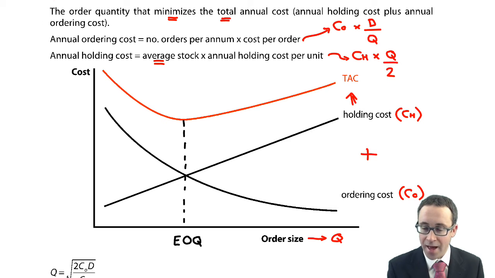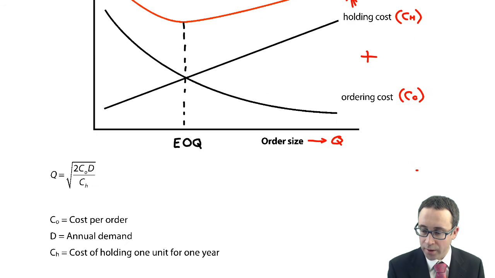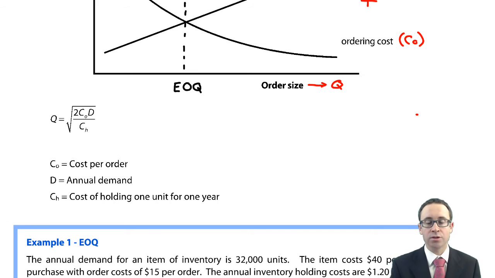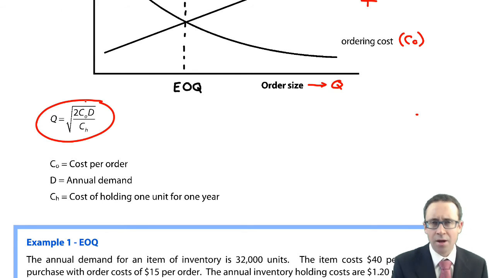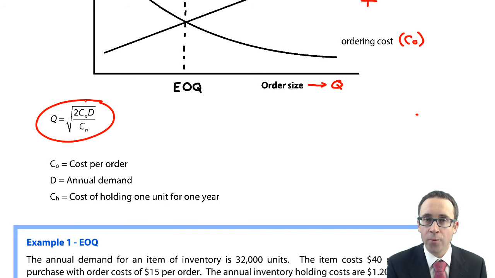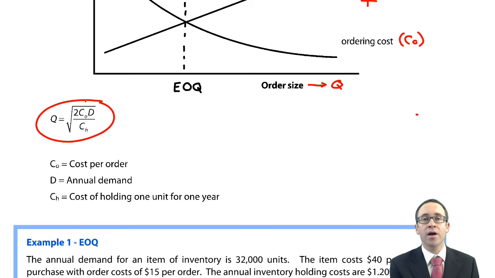Okay, what we need to be able to do is calculate that economic order quantity that minimizes the cost of holding the goods and the ordering costs. And what you have there is a formula. Now it's great because there's no need to derive the formula. There is no need to remember it, because it is given to you within the exam. You just need to apply it.